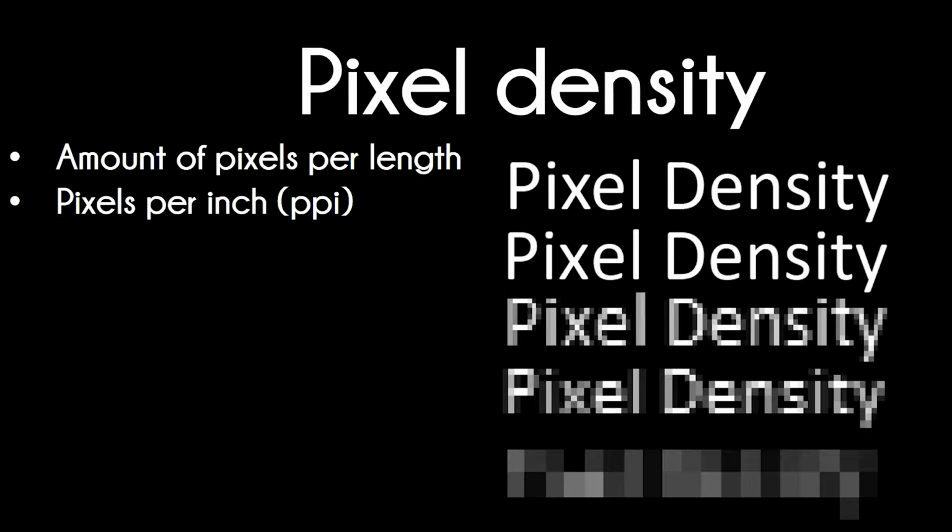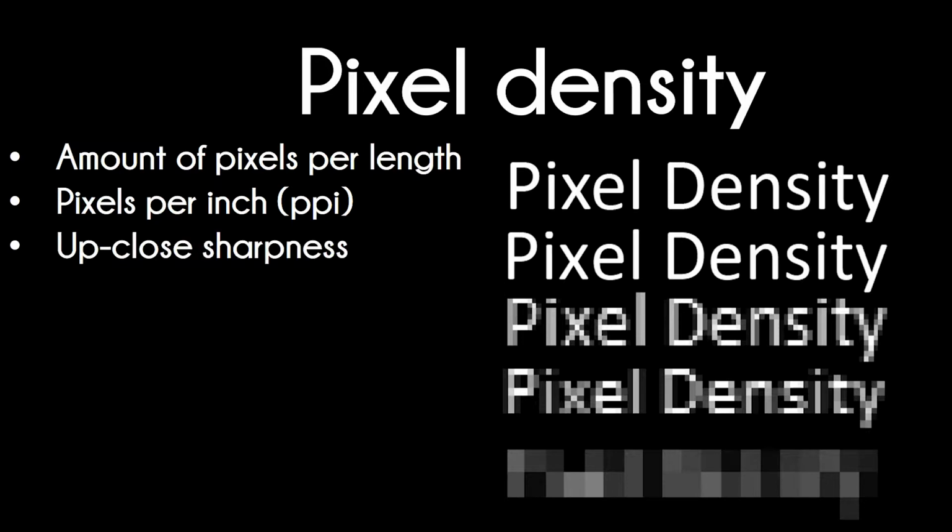Alright, so pixel density. This is actually the up-close sharpness of an image. It is often noted in pixels per inch, PPI. That means that if you took a screen or an image of any sort and measured out 1 inch, then you could count the amount of pixels that make up that inch. And then you've got the number of pixels per inch.